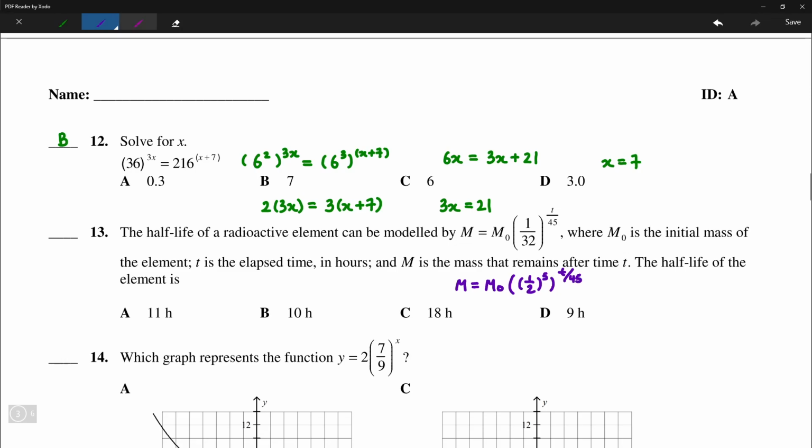Okay, so here we have a power of a power, so we can multiply the exponents together, which means this equation simplifies to m equals m naught times 1/2 to the t over 9 power. So of course, this number 9 here is our half-life. So the answer is D. Okay, and finally, the last question here.